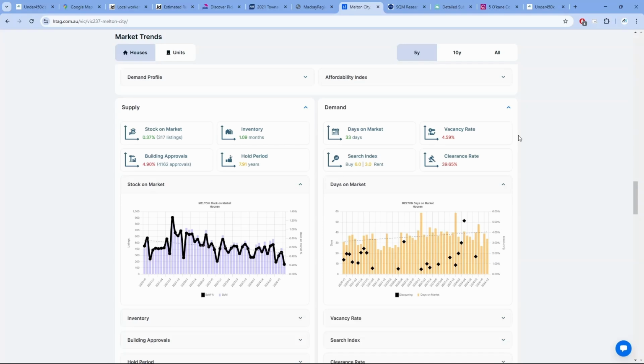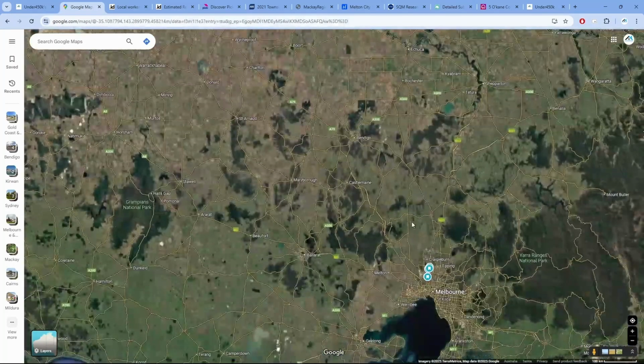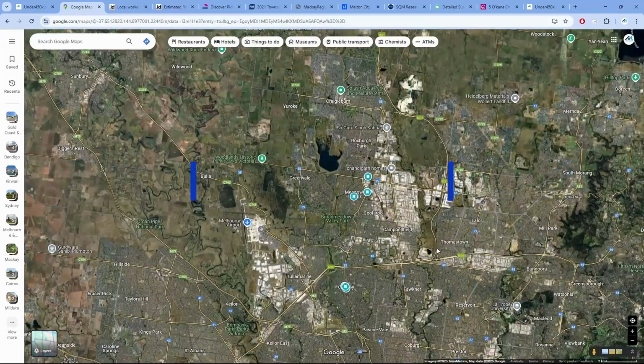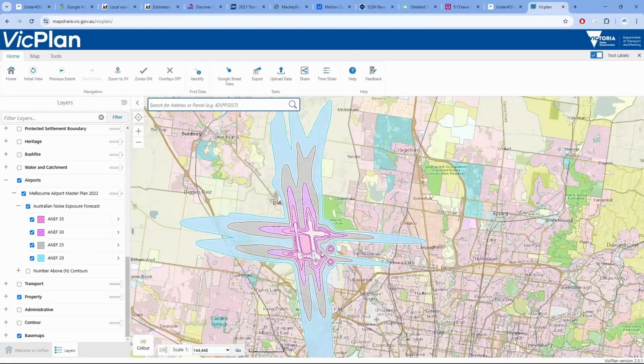But what is the last metric that I want to talk about? And that is good old flight zones and traffic noises. And this one I'm going to touch on very quickly. Simply put, we really want to avoid buying into areas where there is high aircraft noise. The reason is that it's generally less desirable for owner occupiers of an area, as well as for tenants. So it could be more difficult finding a tenant, as well as harder to sell the property down the line.